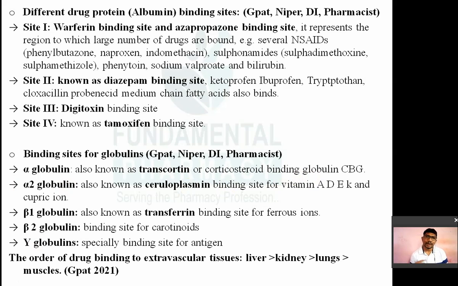The order of binding to extravascular tissue, a question has come on this once. So let's see, most of the drugs bind to liver, after that kidney, after that lungs and muscle. There was a question in GPAT 2021: arrange the following organs in increasing capacity to which the drug binds. So remember, most of the drug binds to liver, after that kidney, after that lungs, after that muscle, and lastly skin and bones. Remember, this was a question in GPAT 2021.